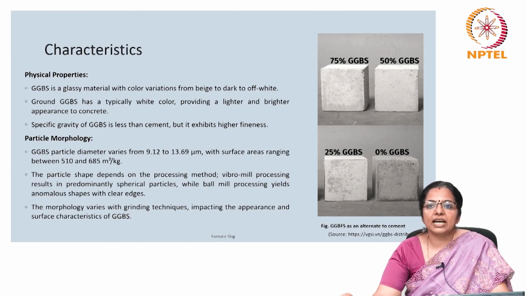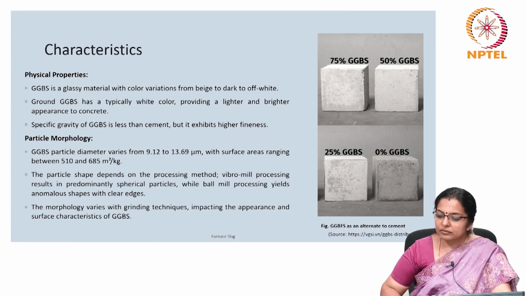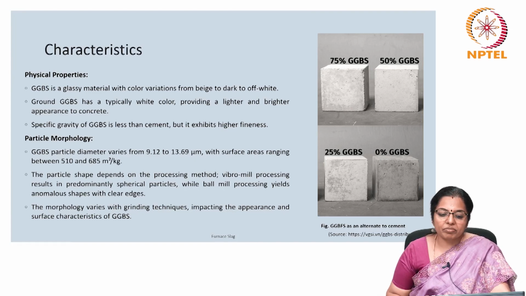The choice of grinding techniques impacts the overall appearance and surface characteristics of this slag, underlining the importance of understanding and optimizing these parameters in construction applications. The percentage of ground granulated blast slag in various cement blocks as an alternate to cement depends, and it results in various strength as well as aesthetics of the block.